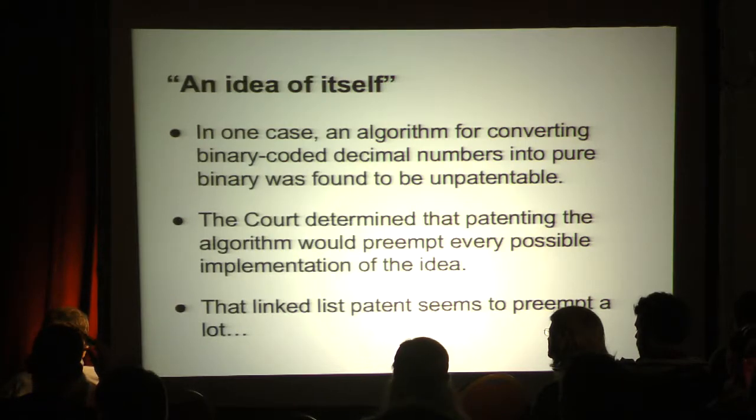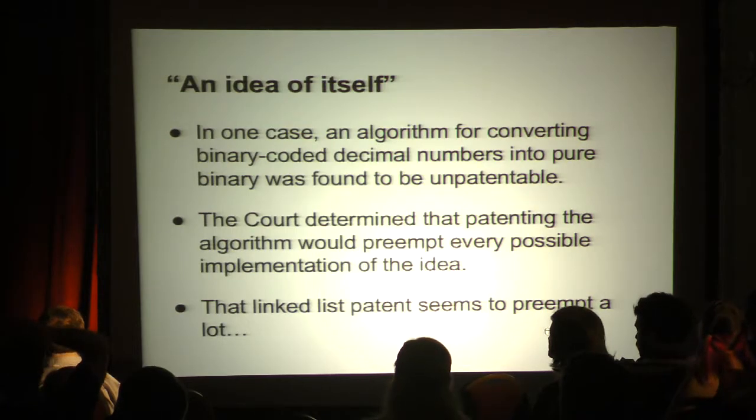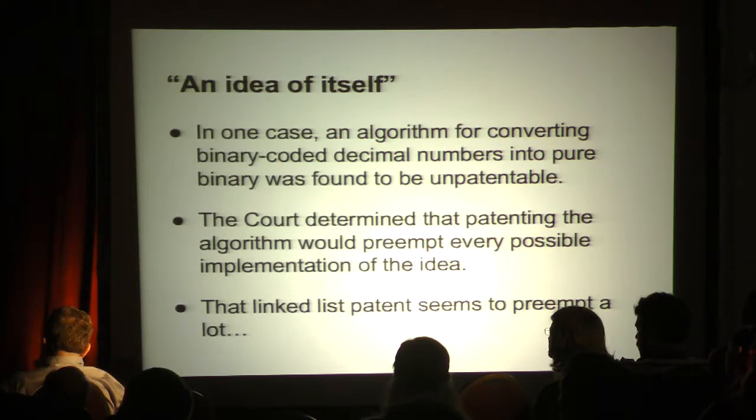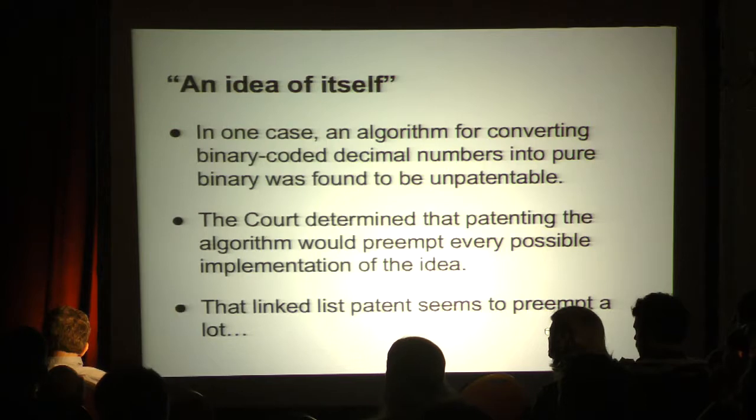So talking about an idea of itself, this is kind of poorly defined, but the gist of it is, if you have this idea, and your patent's claim for this idea covers every single possible embodiment that could be made out of this idea, then that counts as an abstract idea. In my personal belief, I think that a doubly linked list would count as an idea of itself. Even though it has the word computerized in the claim, I think it's pretty clear that you cannot implement this kind of data structure in any way now because of this patent.